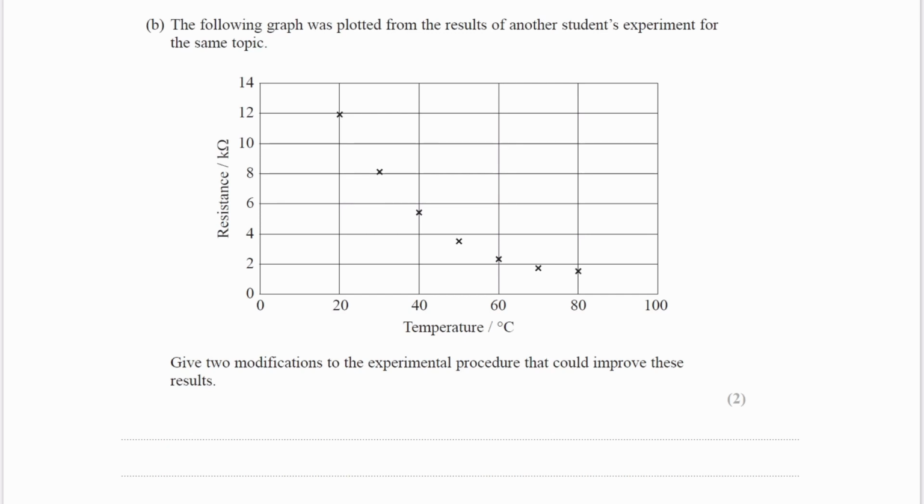And the second point, if we look at this part of the graph here, notice how there's quite a large gap between each of these readings. So if we were to take more frequent temperature readings, so let's say every 5 degrees Celsius instead of every 10 degrees Celsius, that would decrease the gaps between those points and then result in a smoother curve that could then be plotted.